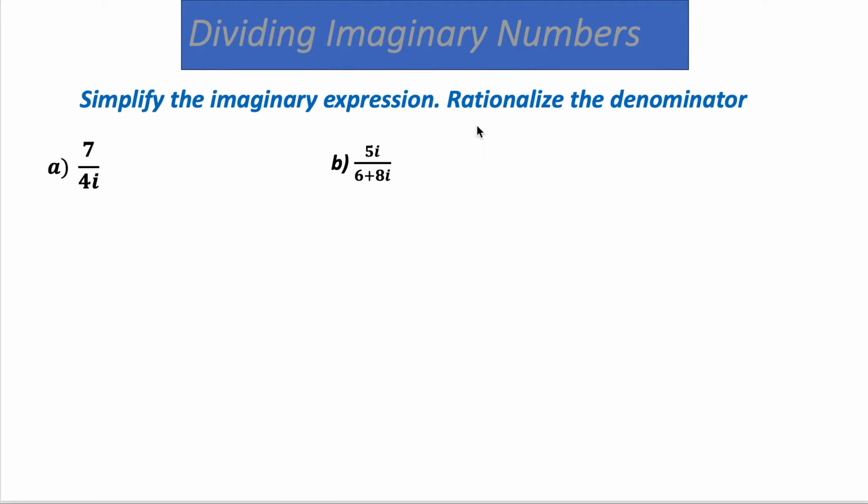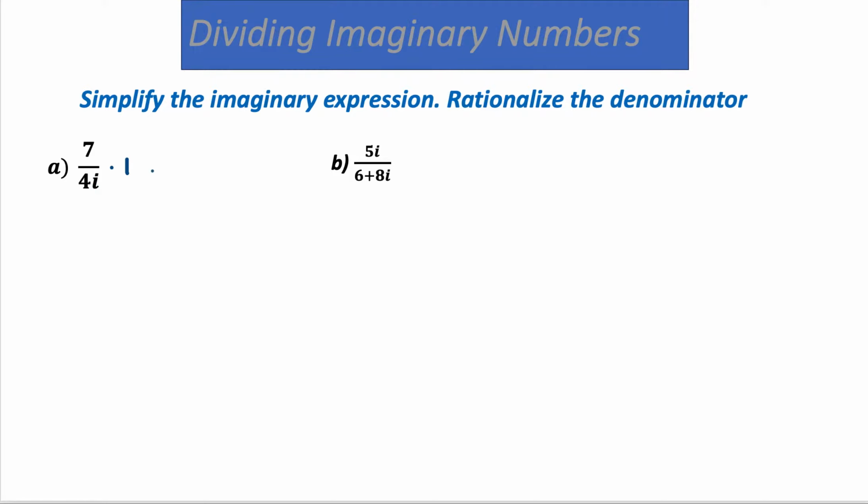Simplify the imaginary expression, rationalize the denominator. So before we go any further, here we can apply the identity property of multiplication. For example, if I multiply everything by 1, I'm still going to get 7 over 4i. But on the other hand, I want to rationalize the denominator.